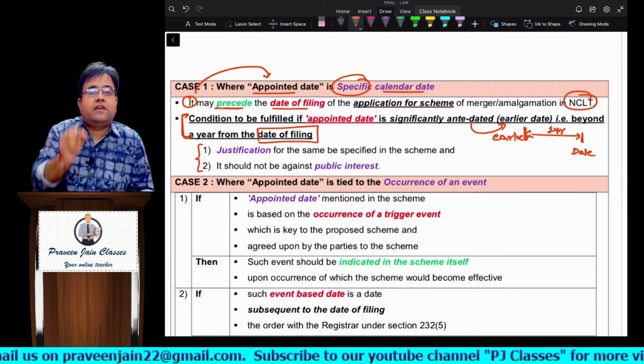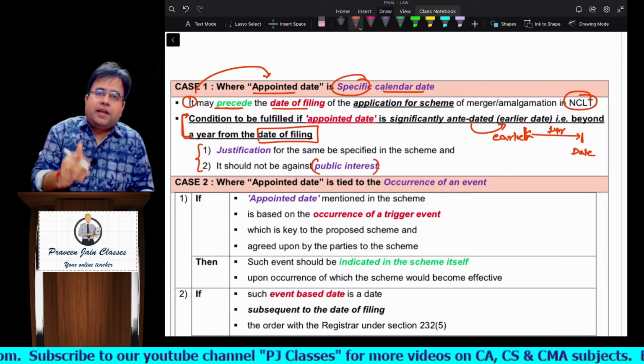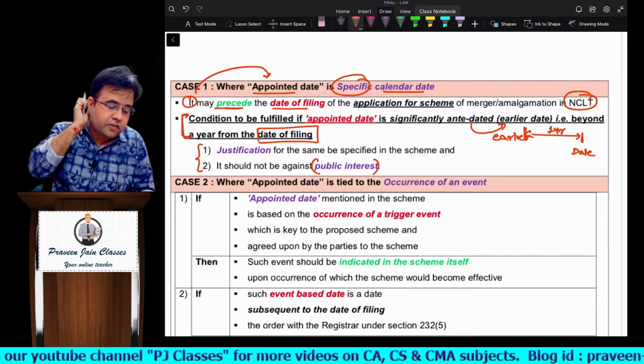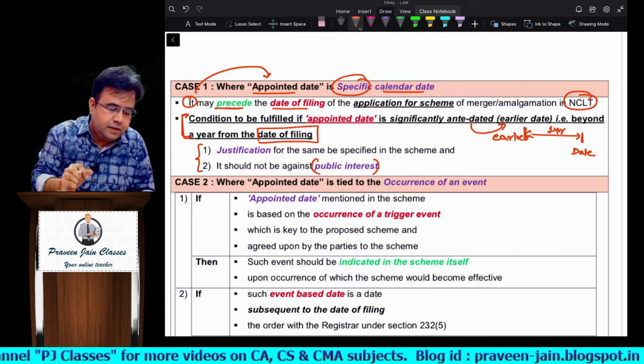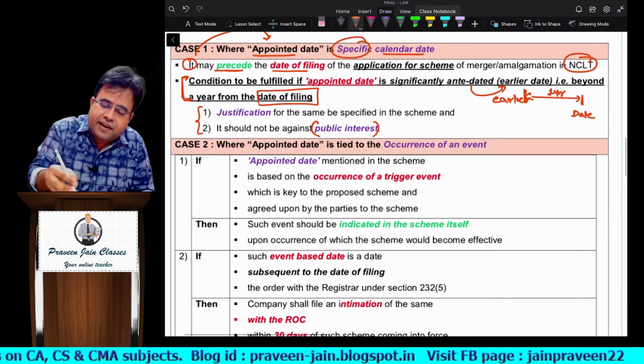What are the two conditions, sir? You have to give the justification, and that should be in the public interest. Okay, justification for the same should be specified in the scheme, and it should not be against the public interest. In other words, what are we trying to say, sir?